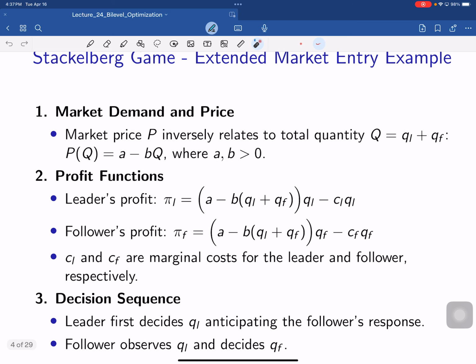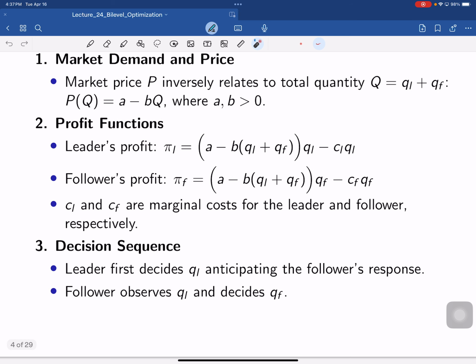Okay, so in a Stackelberg game, we assume there is a decision sequence where the leader will make the first move of producing QL. So we don't know what would be the optimal QL the leader should produce, right? But we will calculate that based on this Stackelberg game. So the leader first makes QL, and then the follower observes QL, and then decides how much they are going to make, right? So based on the leader's production quantity, the follower will make the optimal decision after observing the leader's production quantity. Okay. So this is a Stackelberg game.